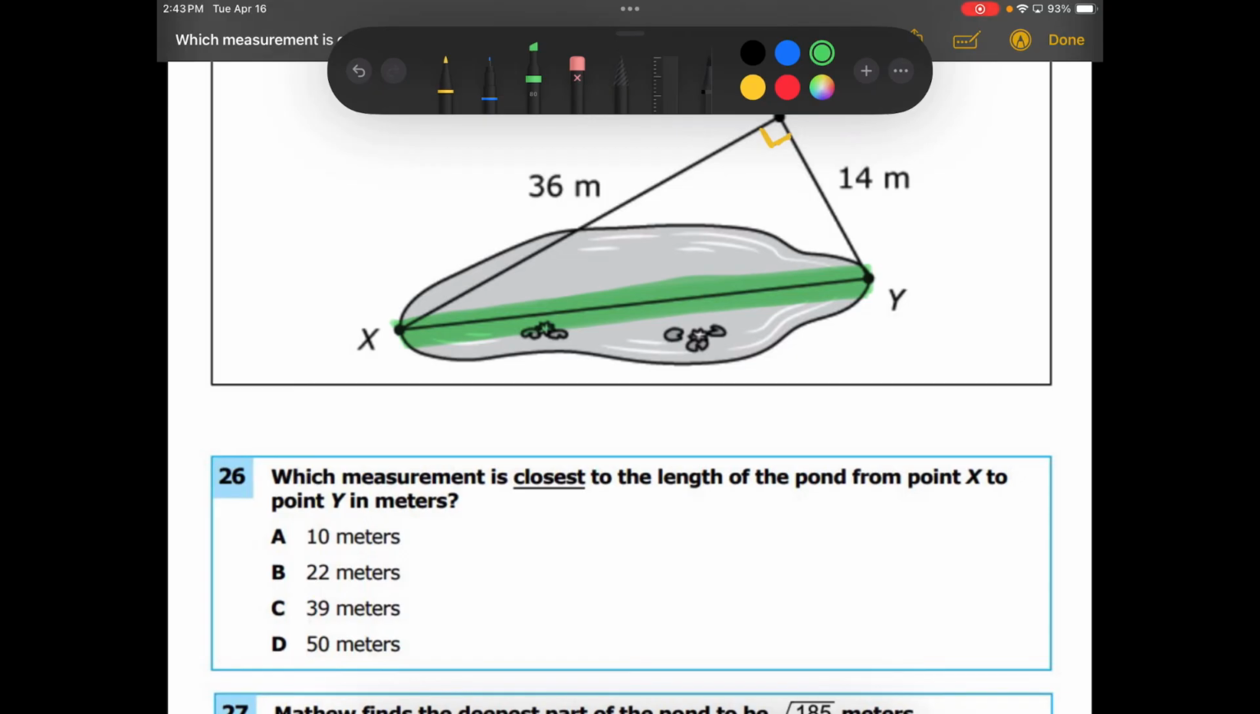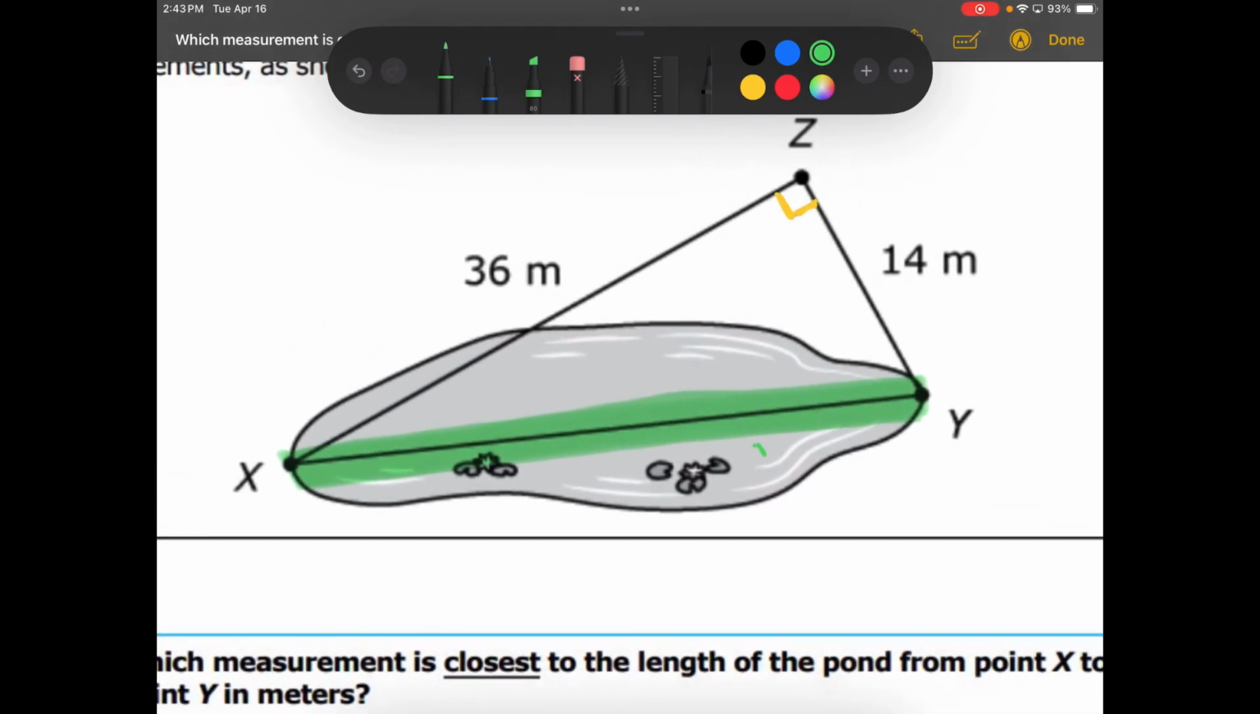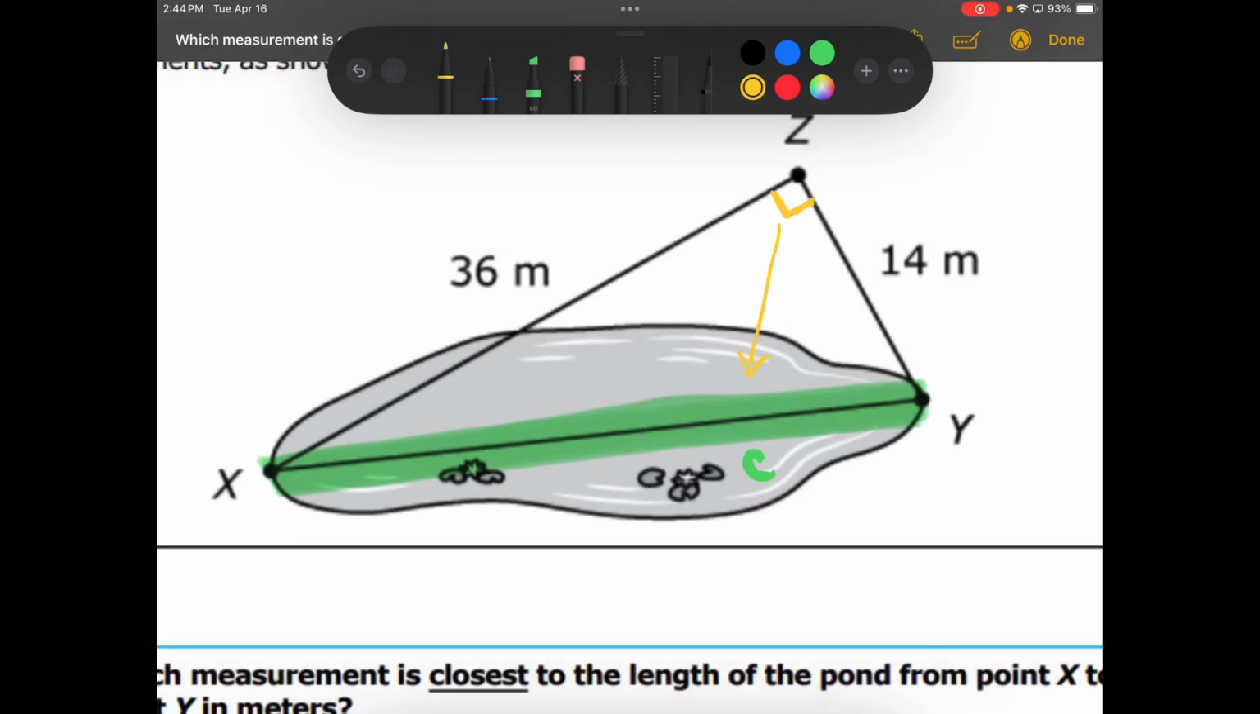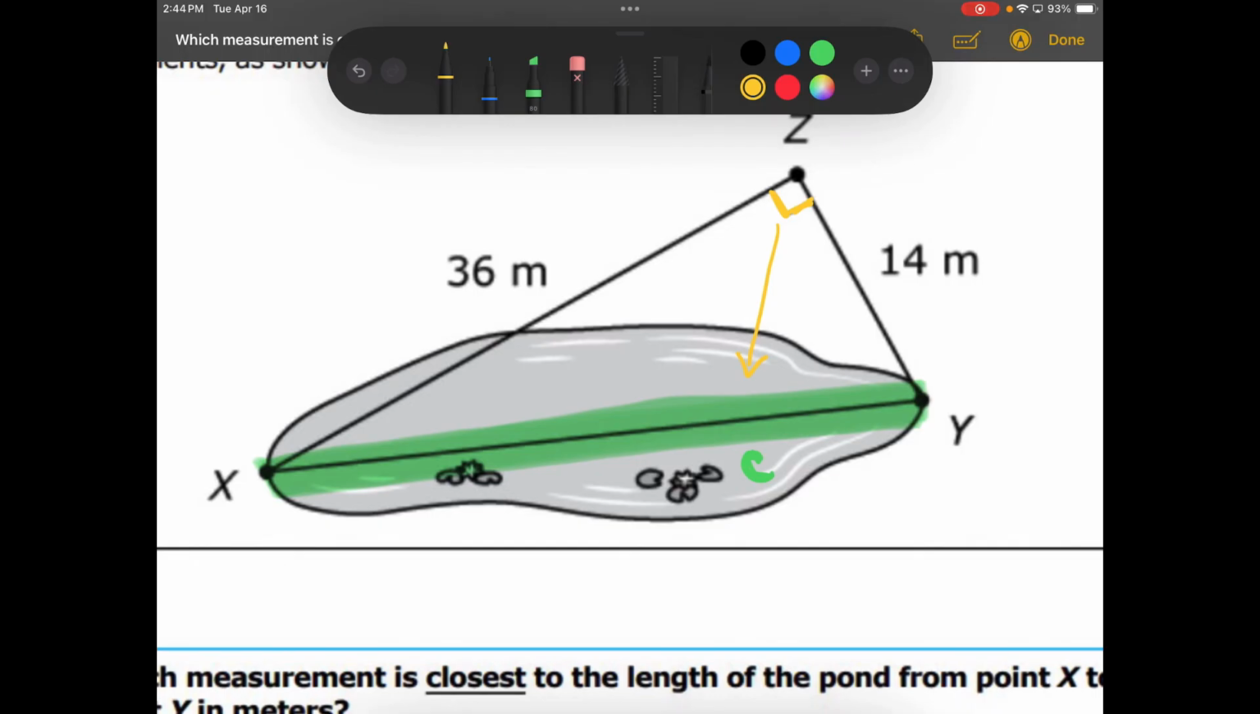We have to identify our 3 sides. Now, the side that they have us looking for is point X to point Y. What side of the right triangle is that? The hypotenuse. That is C. What do we know about the hypotenuse that led us straight to it? 1, it is directly across from the right angle symbol. 2, it is the longest side. That means whatever the hypotenuse is, it has to be bigger than 14 and it has to be bigger than 36 because it's the longest side. So that is C. We'll give this one A and this one B.